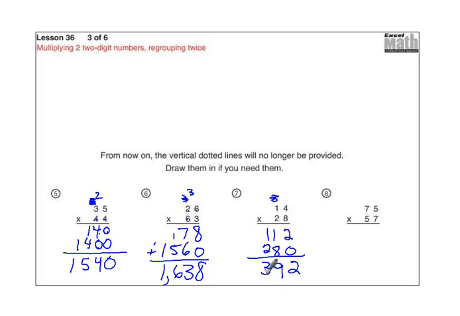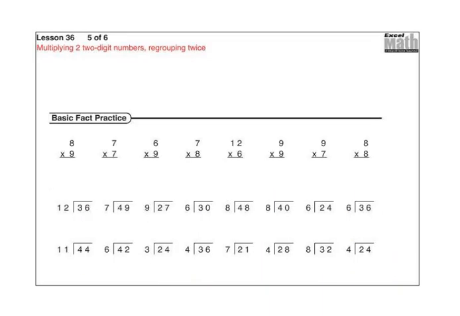5 times 7 is 35. Carry the 3. 7 times 7 is 49, plus 3 is 52. Scribble that out and put a placeholder 0. 5 times 5 is 25. Carry the 2. 35 plus 2 is 37. 5, 7, 12, and 4. There you have it.